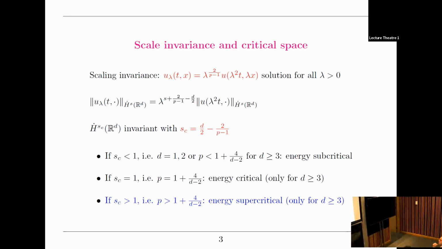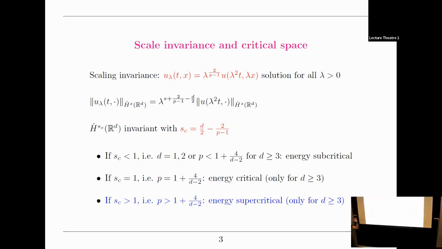Then you can classify your equation, as explained, as energy subcritical, energy critical, or energy supercritical by comparing this exponent with the natural exponent associated to the energy, which is s equal to 1. The energy subcritical case will always be the case in dimension 1 and 2. For dimension larger or equal to 3, you will have to ask that your nonlinearity is not too strong. Then the energy critical case can happen only in dimension larger or equal to 3. And the energy supercritical case happens in dimension larger or equal to 3, where p is strictly larger than the critical exponent, so for nonlinearities which are sufficiently strong.